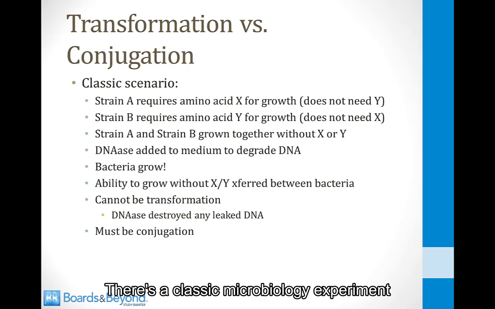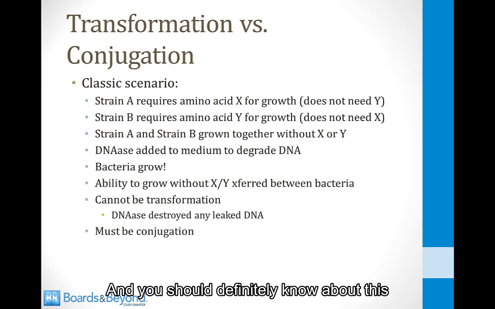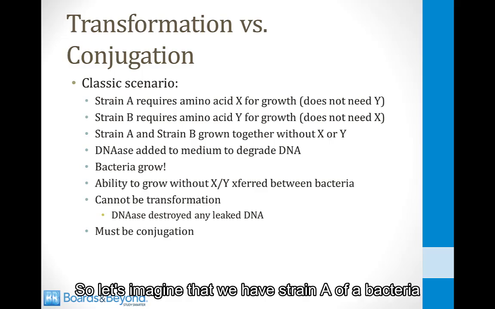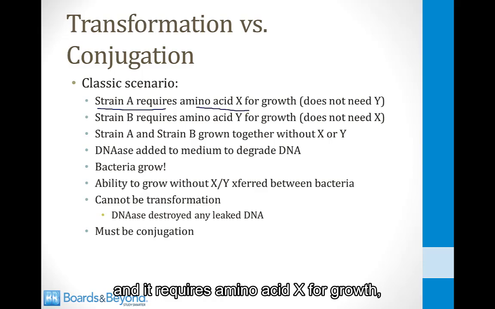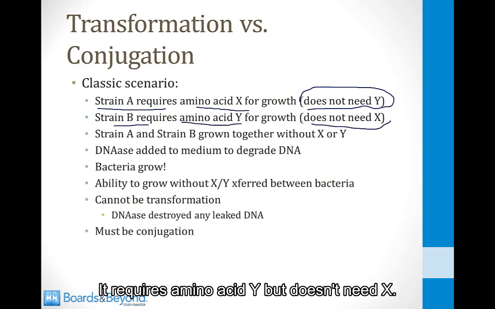There's a classic microbiology experiment that's conducted to prove that conjugation takes place between two bacteria, and you should definitely know about this because it can come up on exams. Let's imagine that we have strain A of a bacteria, and it requires amino acid X for growth, but it doesn't need amino acid Y. Strain B is the opposite. It requires amino acid Y, but doesn't need X.